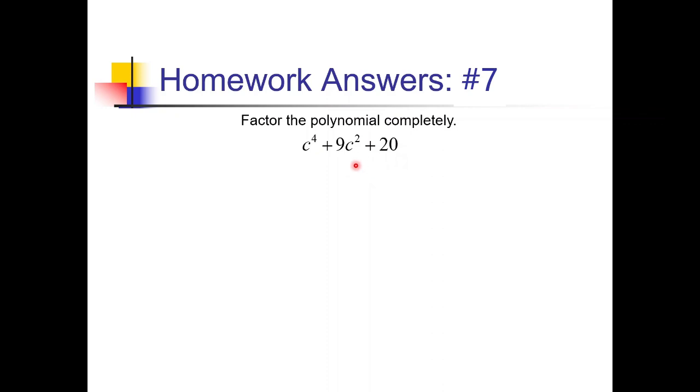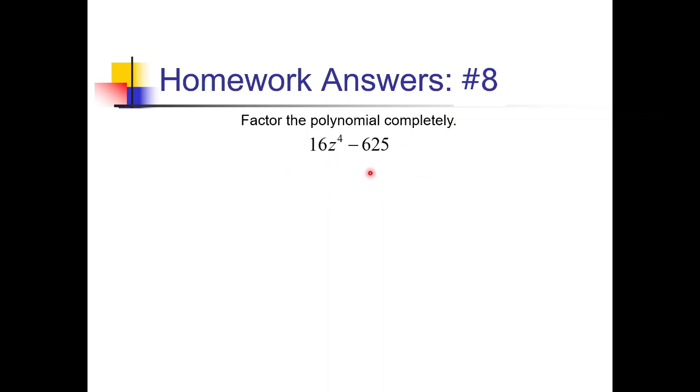So then I can split this up into c squared plus 4 and c squared plus 5. And let me just double check and see if I can factor either of these further. Since we have 2 terms and it's not a difference of perfect squares, it's a sum. It doesn't really matter if it's a perfect square or not. If it's a sum, then we can't really go any further, and this problem is as factored as it's going to get.